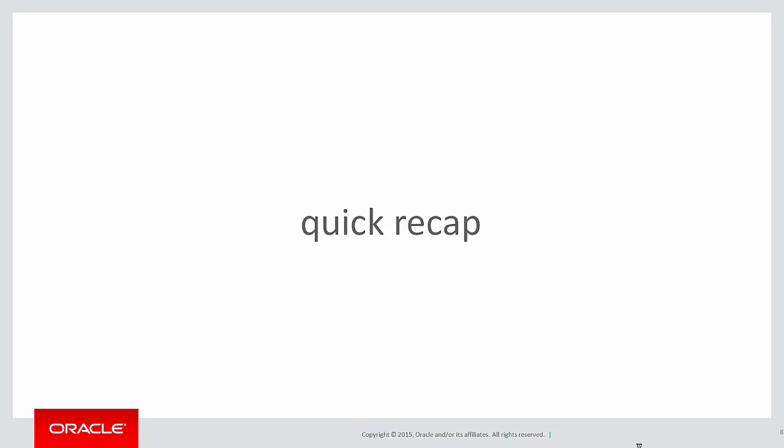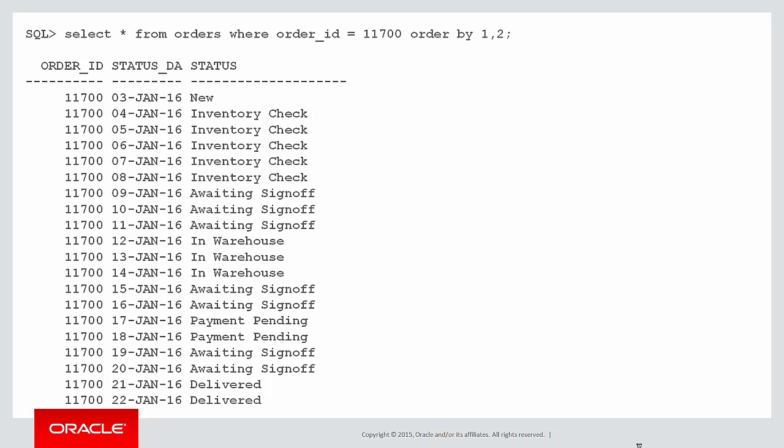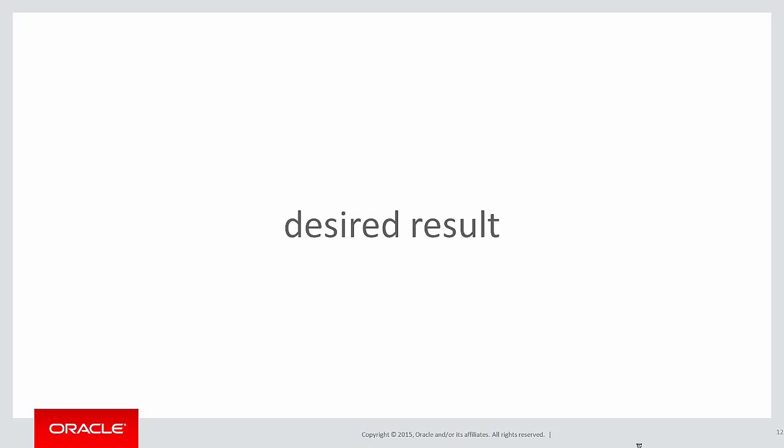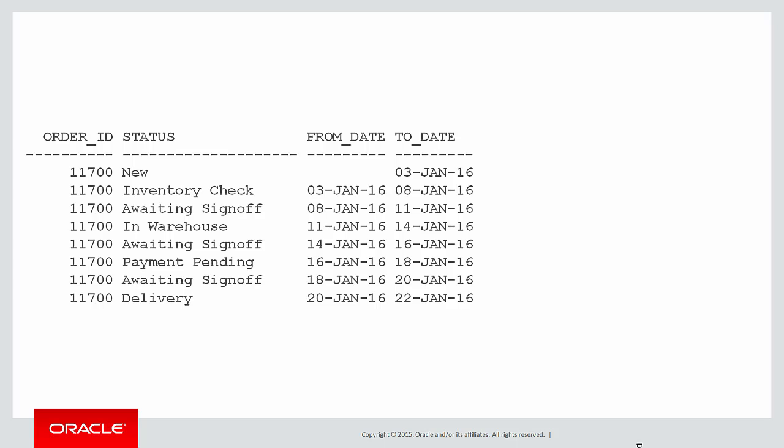A quick recap on that previous video, we used lag and lead to solve quite a complicated problem. When we looked at the raw data, we had, for a particular order ID, a row for every single date that the order came into existence until it was delivered, and a row for every single date indicating its current status. We wanted to collapse that down to a desired result of just when the status changed and the from and to dates for that particular status, as we can see there on screen. We did it with quite a complicated SQL.